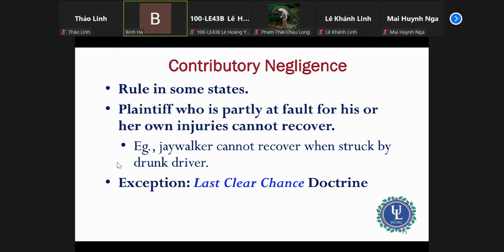And this is an exception: if the plaintiff can prove that there was a last clear chance for you to avoid the accident, but you did not take that chance, you still hit someone and cause injury to them, even though they contributed to the negligence. In that case, you can't rely on the contributory negligence defense to be released absolutely from liability. Okay, do you understand about contributory negligence and the last clear chance doctrine?